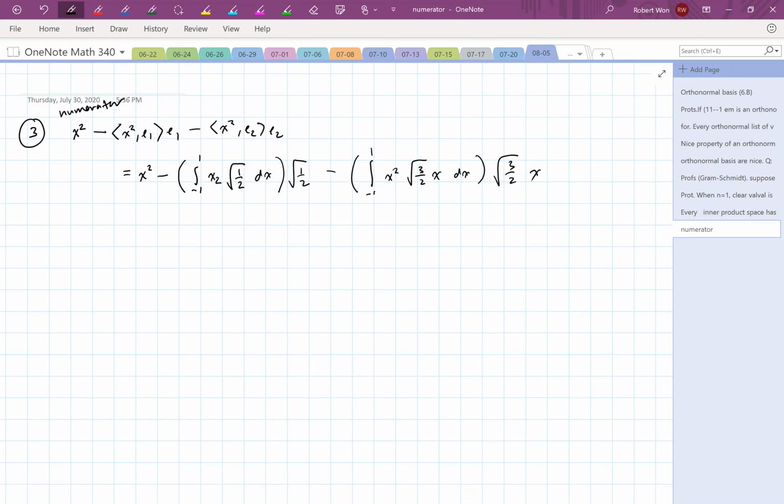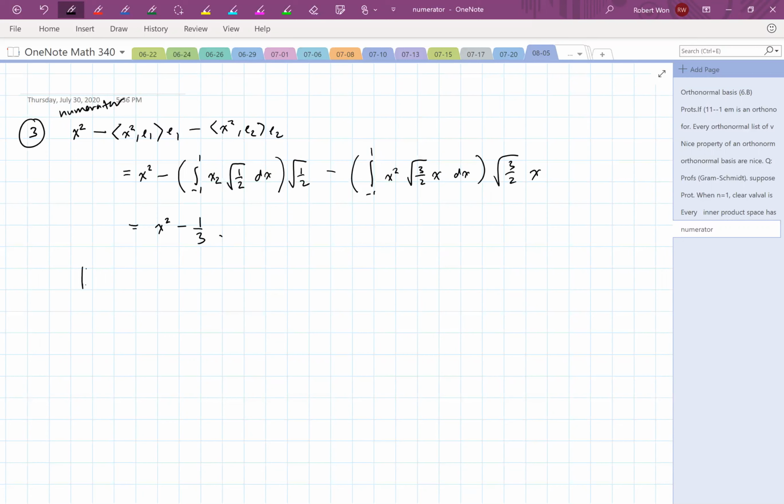Okay, now you can just do these integrals, right? They're not actually that hard, because you're just integrating x squared and x cubed. The scalars you can pull out. So the square root of 1/2 times square root of 1/2 just becomes 1/2. So you should do this. There's too many integrals here for me to do, right? You get x squared minus 1/3. That's the numerator of the thing coming out of the Gram-Schmidt algorithm.